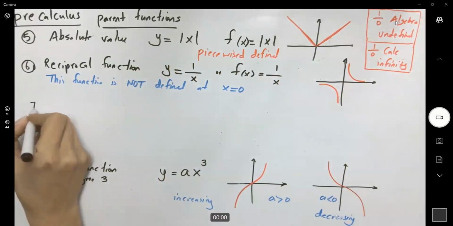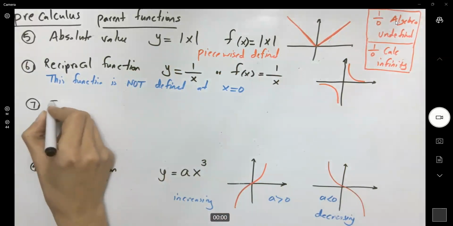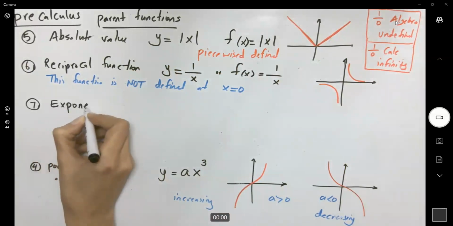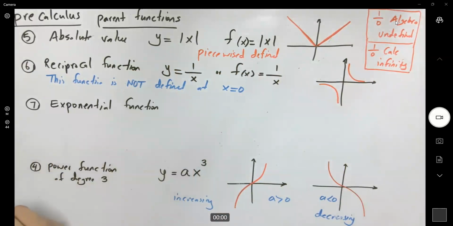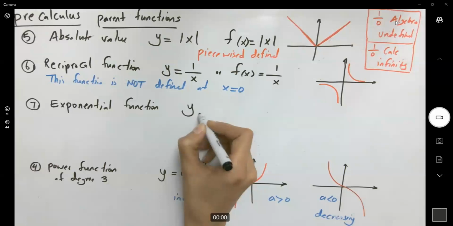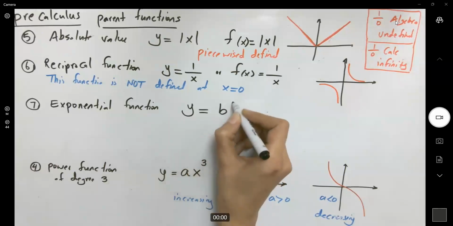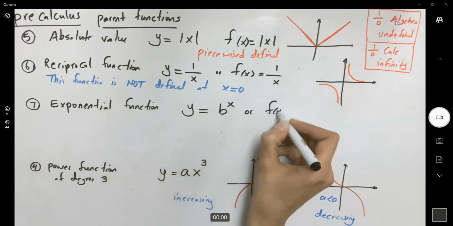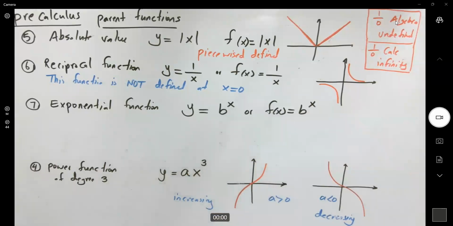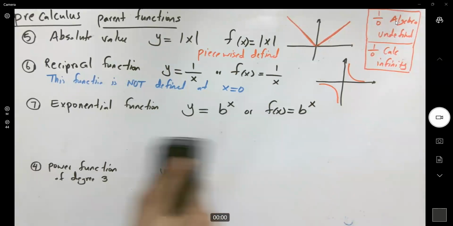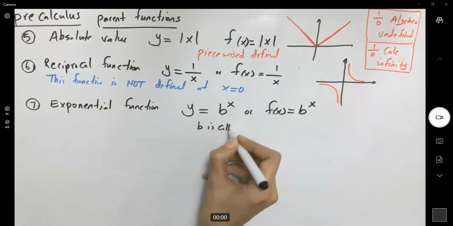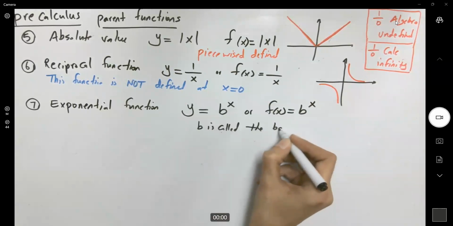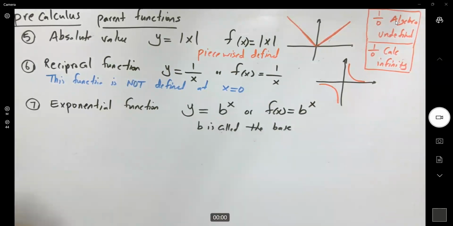Number 7 is called the exponential function. Exponential function is denoted as y equals b to the x, or f of x equals b to the x. For an exponential function, we should be a little bit careful. b is called the base. The base.